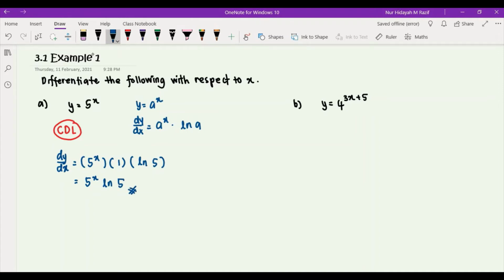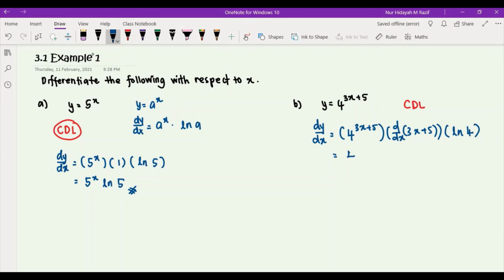So it will be the same for question B. You are given in the form of y equals to 4 power of 3x plus 5. And again, we are going to use copy, differentiate, and ln. So dy/dx is equal to, you copy everything, so 4 power of 3x plus 5. And then the second bracket is differentiating 3x plus 5 with respect to x, and then the third bracket will be ln of our base, which is 4.